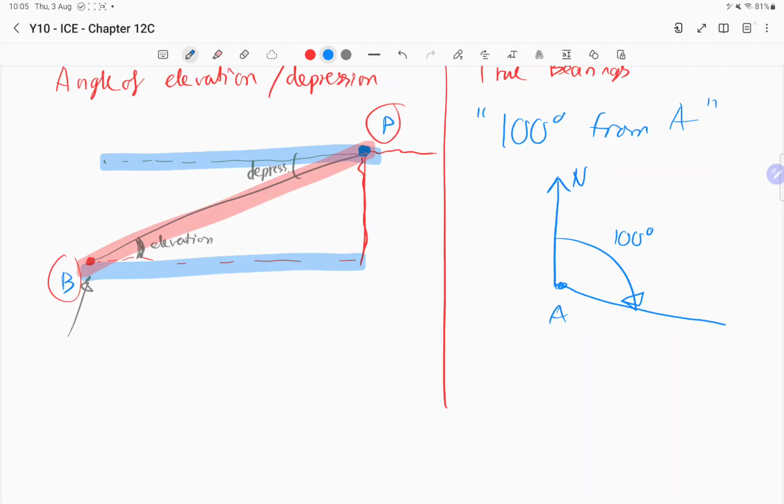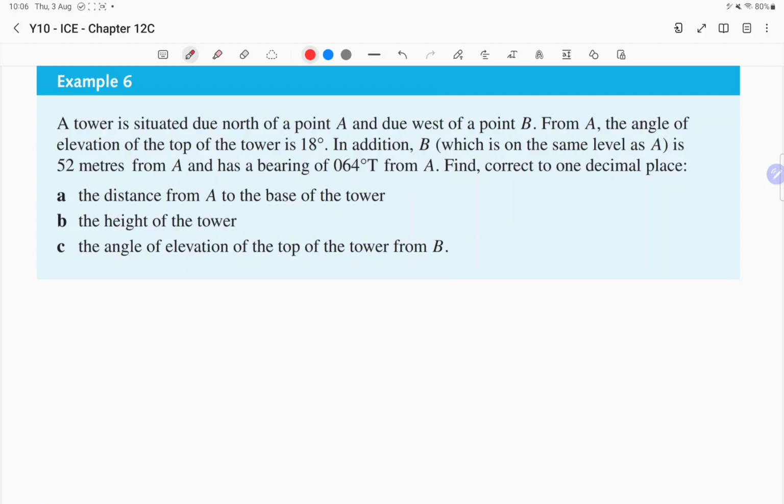Let's have a look at some examples and it will make a little bit more sense. All right, let's have a look at example 6 here. A tower is situated due north of a point A. So tower north of A. We'll start slowly sketching it out. So from point A, the tower is somewhere north of it. All right, so let's draw that line first.